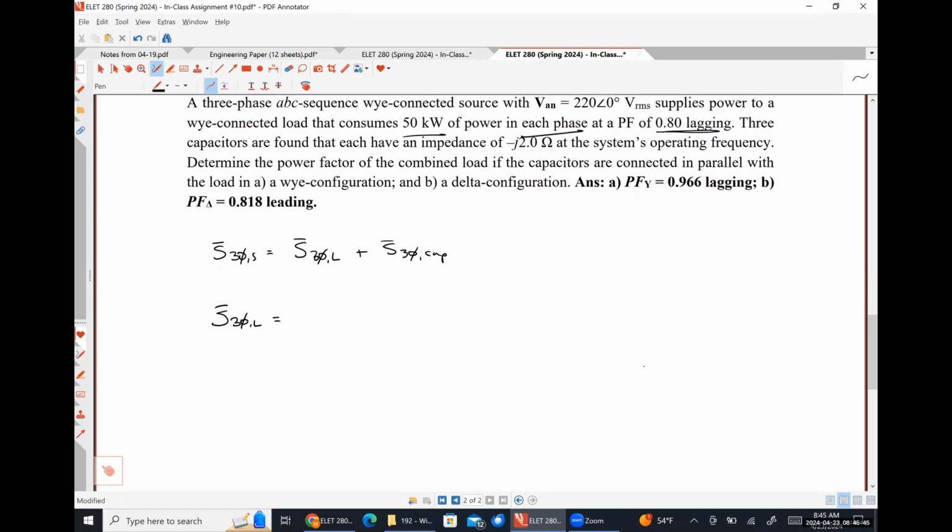Okay. So this will be 3 times 50 kilowatts over 0.8 with an angle of inverse cosine of 0.8.